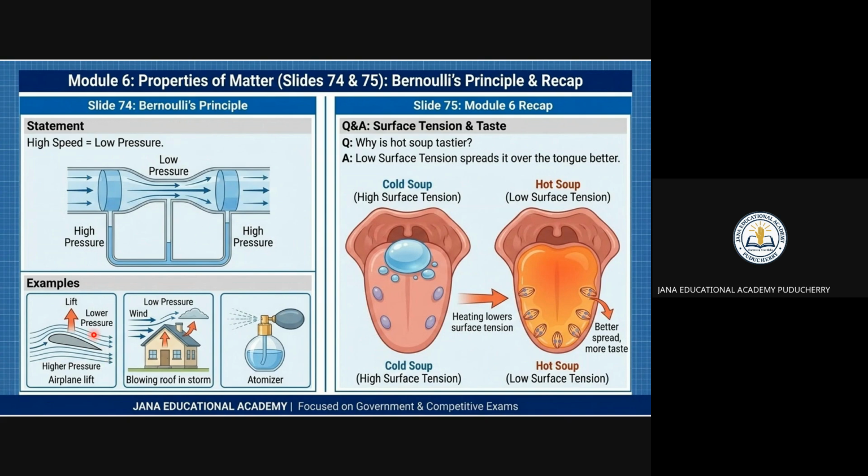You can see here an example of Bernoulli's principle: high speed means low pressure. That is the lift of an airplane wing. It has a curved structure. When air flows over it, it changes to low pressure and high pressure. High pressure is formed under the wing of the flight, and low pressure is formed at the top of the wing. It makes the flight fly up, right? So this is the upward lift. The pressure above the wing decreases and the pressure below the wing increases.